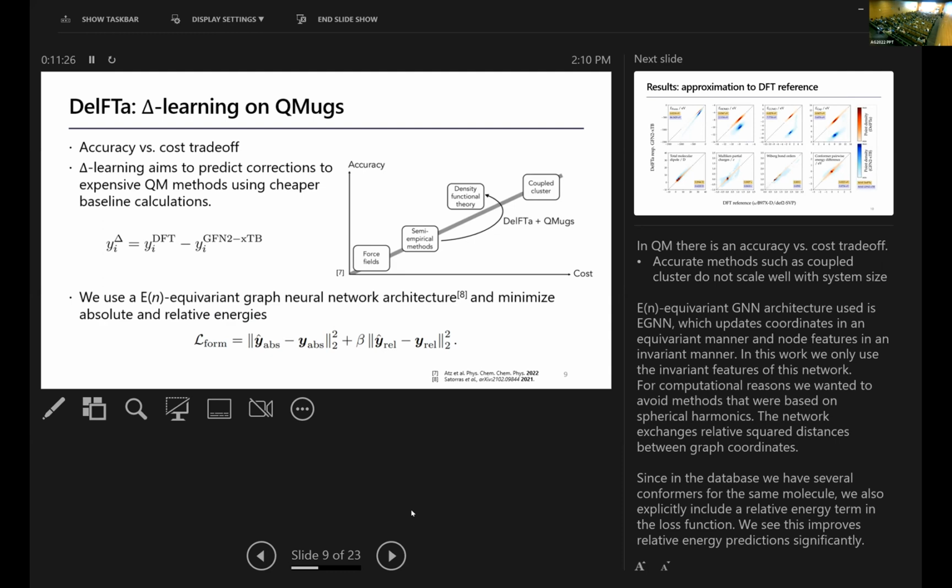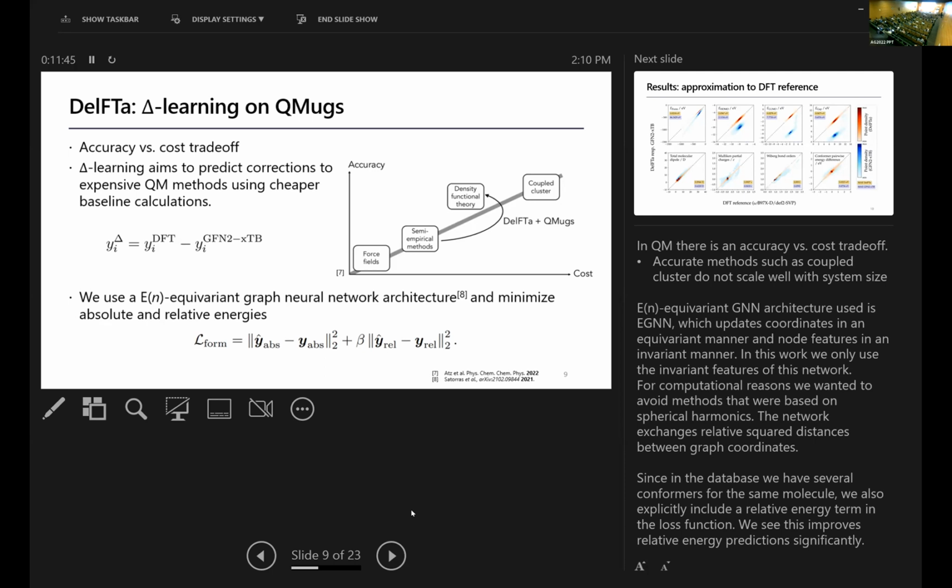And for that, what we essentially do is that instead of trying to predict the DFT energy directly, what we try and consider is to learn the difference of energies or any other property in this database between DFT and the XDB baseline. To do that, we use an EN equivariant graph neural network architecture.